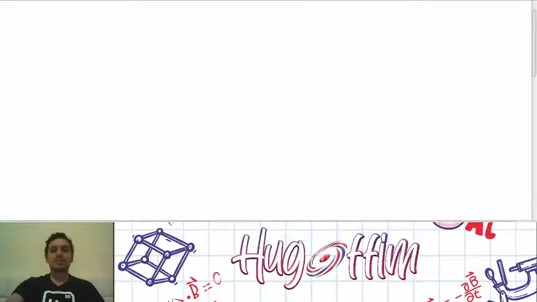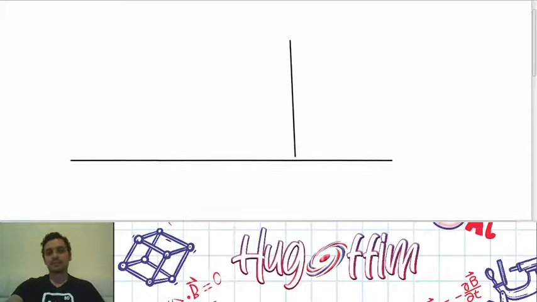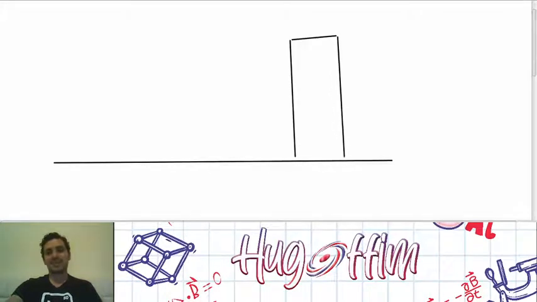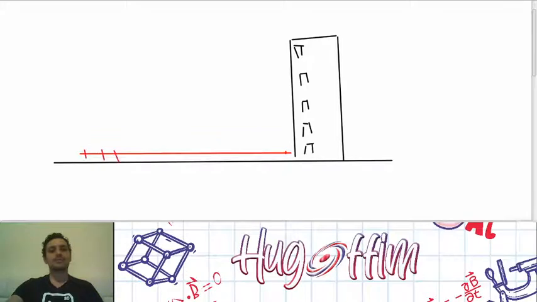Imagine that you're asked to calculate the height of a building. Yes, you heard me right. Imagine that you're asked to calculate the height of a building, and the only materials that you have are a metric tape and a protractor.